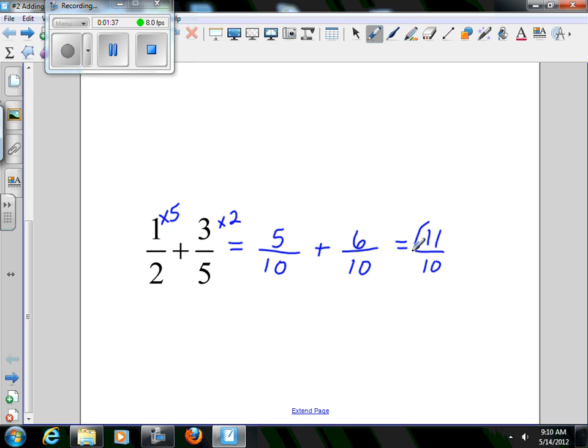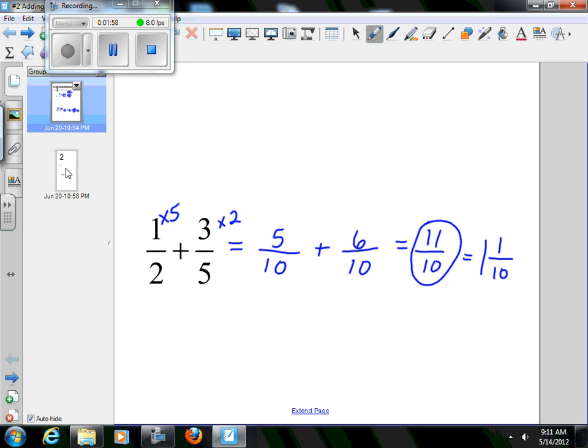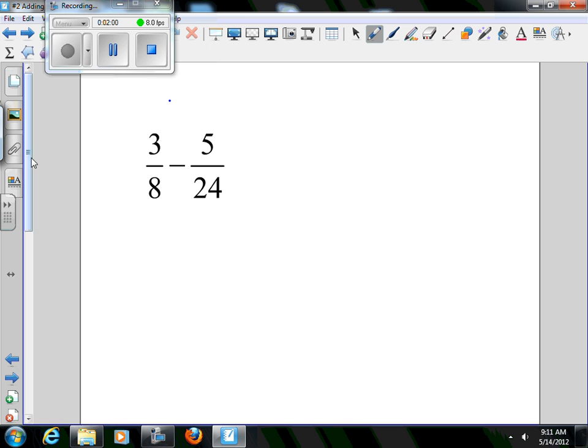Now, I am perfectly happy with you leaving your answer like this. However, if you do want to change it into a mixed number, you would say 10 goes into 11 once, and we have 1 left over. So we'll say 1 and 1/10. Okay? So either one is fine with me. Now let's go on to some subtraction.